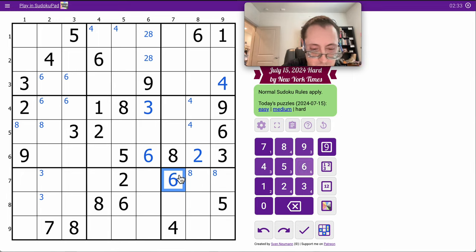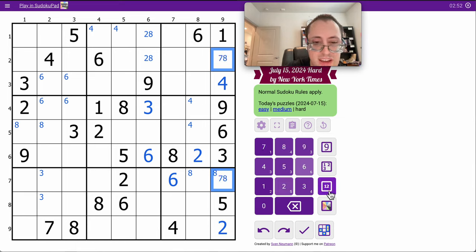Wait, one of those two, not here, so that's a 6. I just can't type today for some reason. Anyway, 1, 3, 4, 5, 6, 9. I need 2, 7, 8. In column 9, that can only be a 2. These two are thus 7, 8.